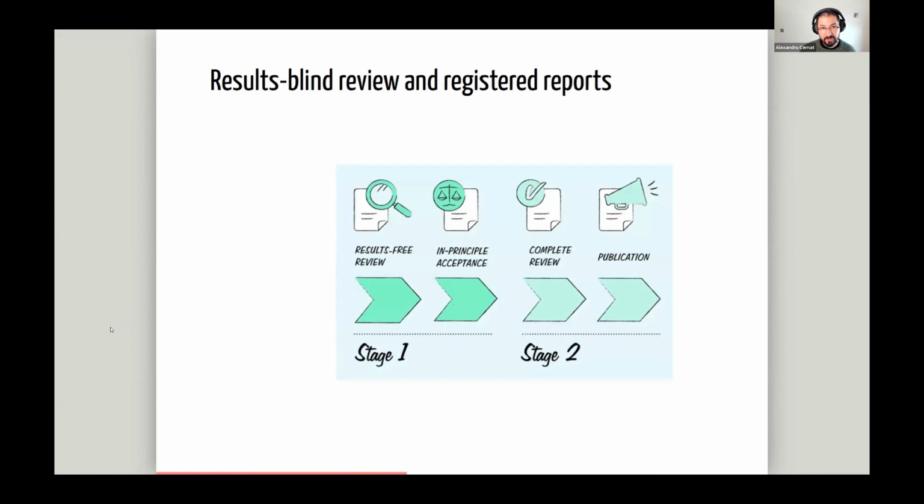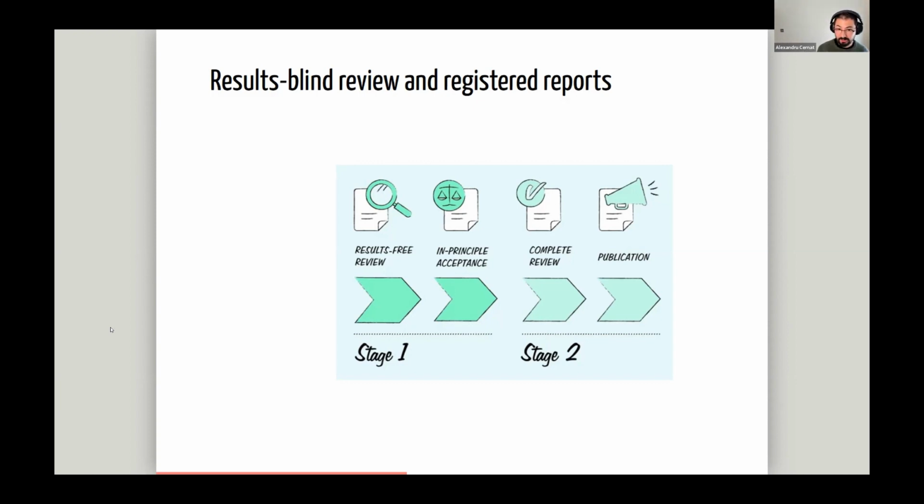Another interesting concept in this area is the idea of result-blind review and reviewing registered reports. The idea is to move away from traditional publishing, where you write up your article, you submit this to a journal, it gets peer reviewed, and then it gets published, and to divide this in 2 stages. In the first stage, you might have a results-free review. This could be something like a pre-analysis plan. This could be peer-reviewed and could be accepted in principle or not by a journal.